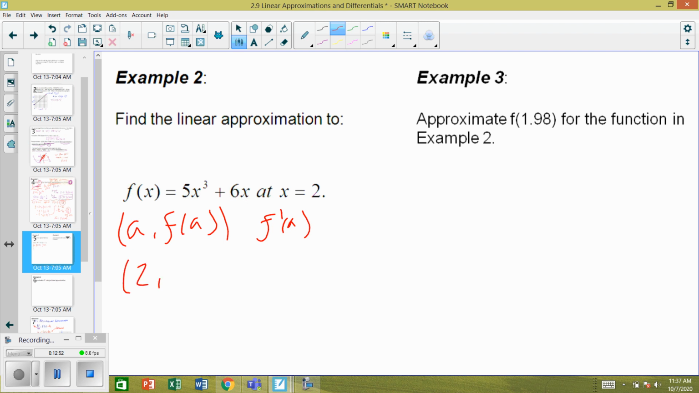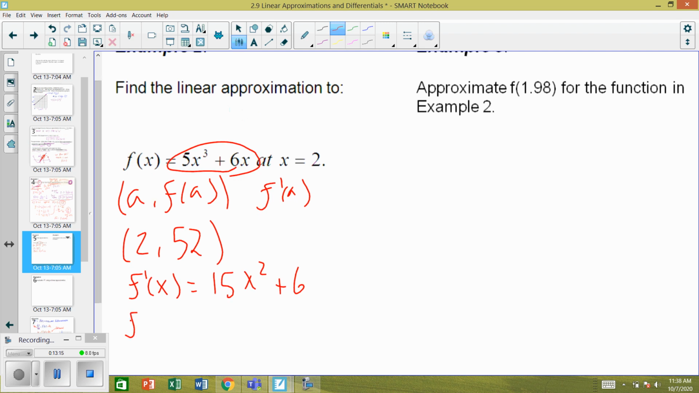Point is 2, comma. If I plug 2 into this mess right here, that's 2 cubed is 8 times 5 is 40 plus 12. So I believe this is 52. And you can check my math on that if you want. Now the slope, so f prime of x equals 15x squared plus 6. And if I plug 2 into this, 15 times 2 squared plus 6. What do I get? 66, I think.